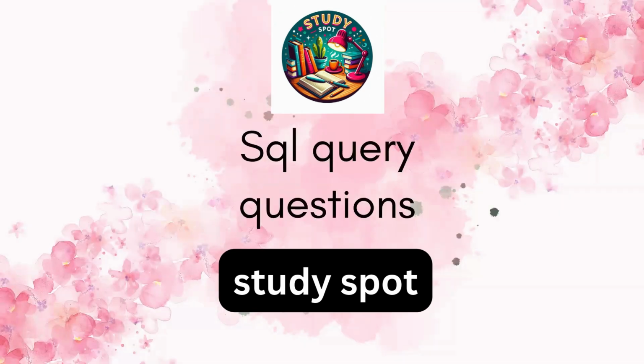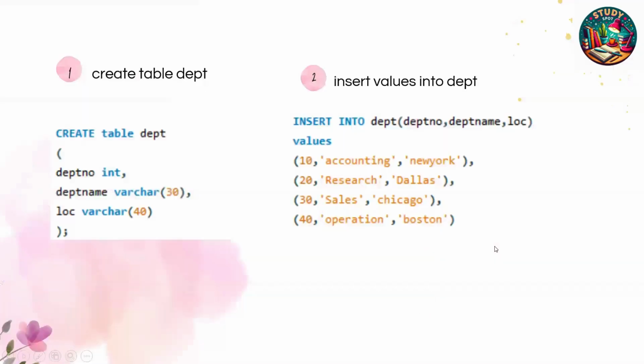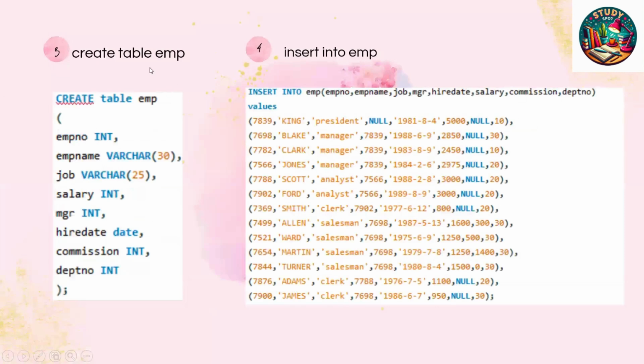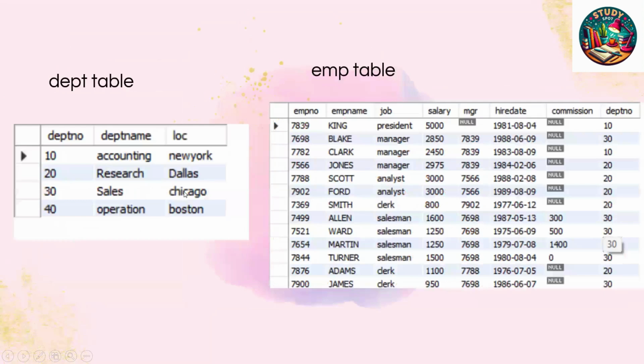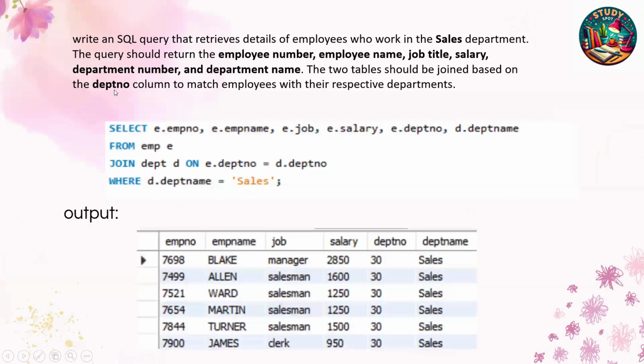Hi all, today I want to discuss SQL query questions. First I created a department table and inserted values into the department table. Next I created an employee table and inserted values into the employee table. This is the final department table and this is the employee table. Now let's see the query.